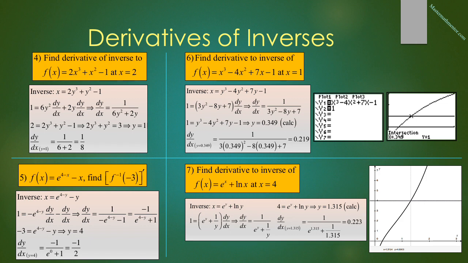I'm going to make no attempt to simplify this fraction. We are now interested where 4 equals e to the y plus natural log of y. So we graph e to the x plus natural log of x and find out where it intersects 4. And we get a value of 1.315. So we then plug that in to our expression: dy/dx at y equals 1.315 is 1 over e to the 1.315 plus 1 over 1.315, which is 0.223.